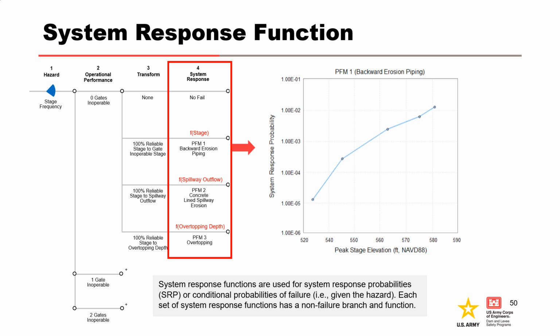In the next level of the event tree is the system response functions. This is where we will input the estimated system response probabilities, which are the probability of failure given the loading. Like I said before, the system response can be a function of a variety of things like stage, PGA, earthquake magnitude, etc. Each set of system response functions will have a corresponding function for no failure. This is the case because each set of branches from a given node must be collectively exhaustive so that we satisfy event tree rule number 2.